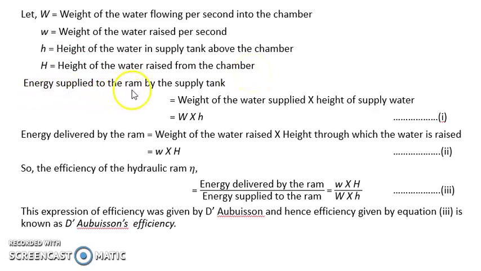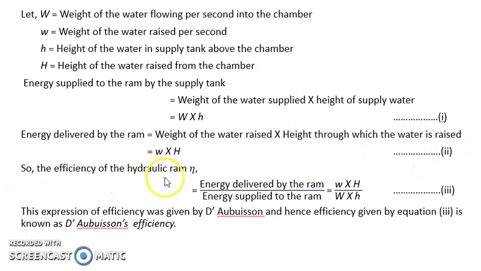Energy supplied to the ram by the supply tank is equal to the weight of the water supplied into the height of the supply water, which is equal to capital W into small h. This is equation number 1. Energy delivered by the ram is equal to the weight of the water raised into the height through which the water is raised, which is equal to small w into capital H. This is equation number 2.